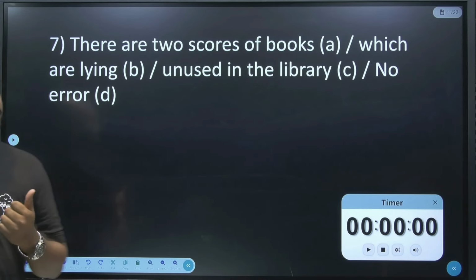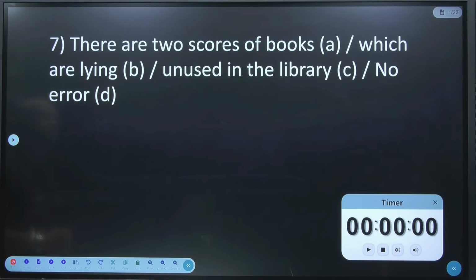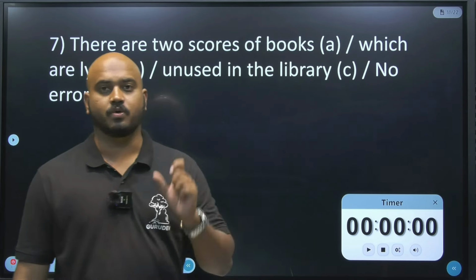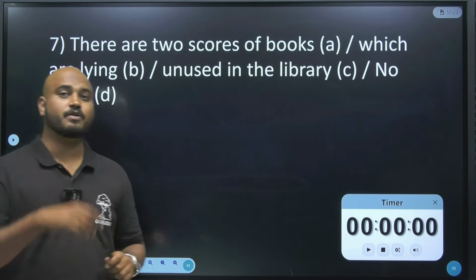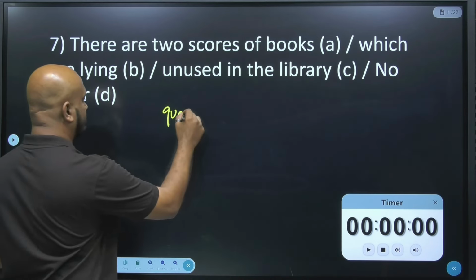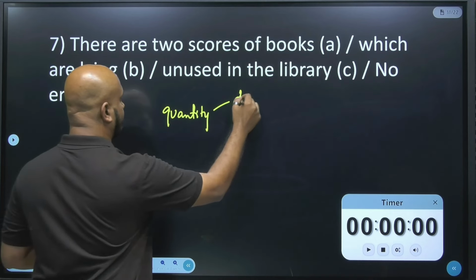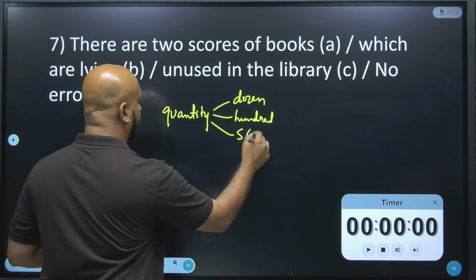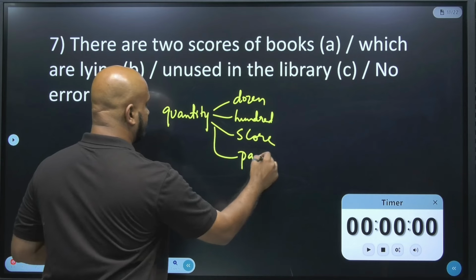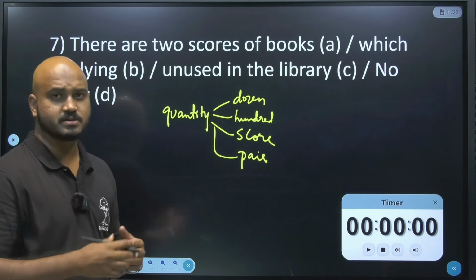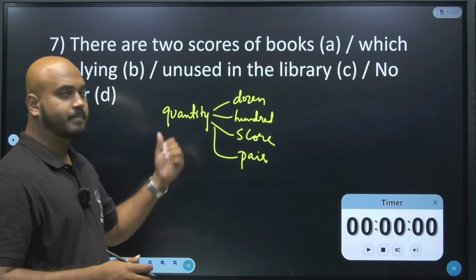So the rule, if you observe the question: there are 2 scores of books which are lying unused in the library. Now, there are a few factors in this particular question. How many of you know the meaning of the word score? The word score in terms of quantity refers to a set of 20 things, right? So whenever you talk about quantity, that is, if I were to speak about dozen, 100, 1000 or whatever, score, pair, my question to you is, should I be writing it as dozen or dozens? Should I be writing it as 100 or hundreds? Score or scores, pair or pairs? Which one should I be going with?